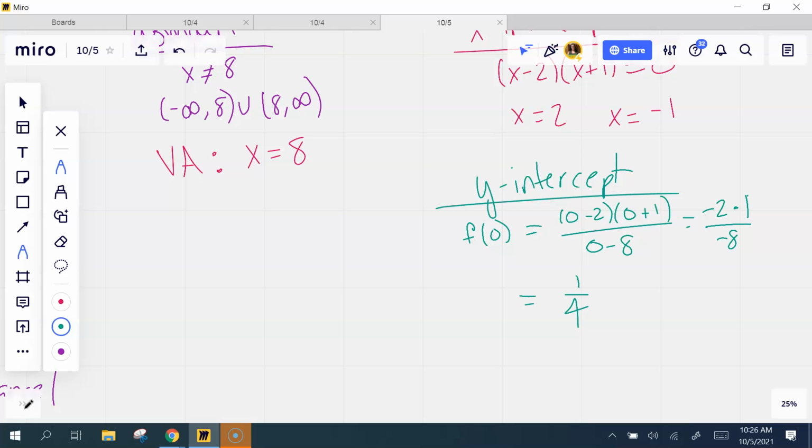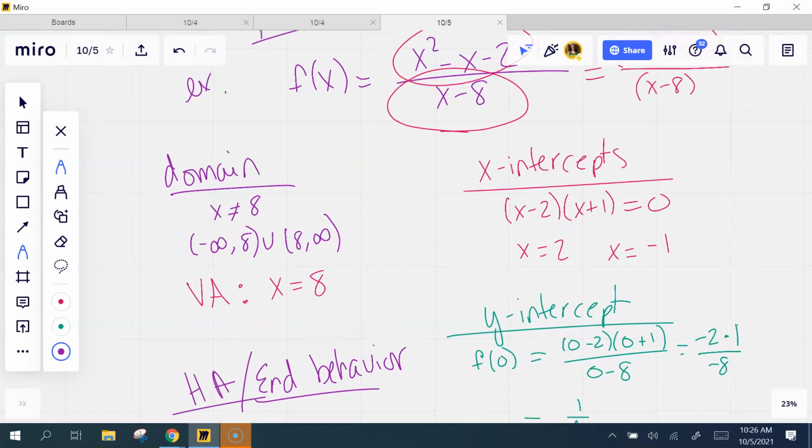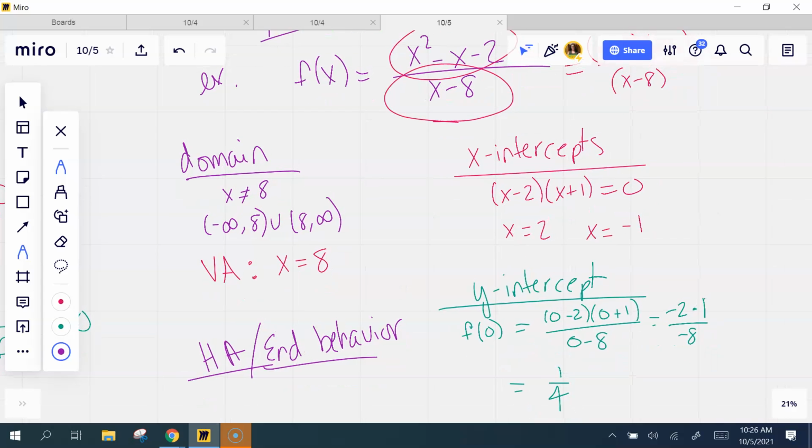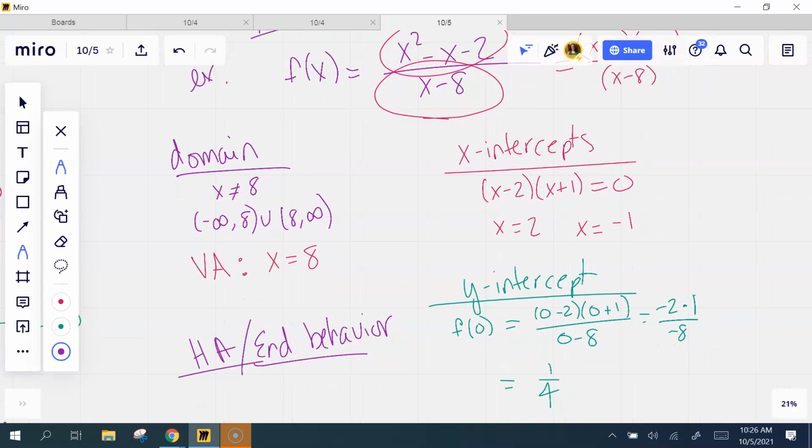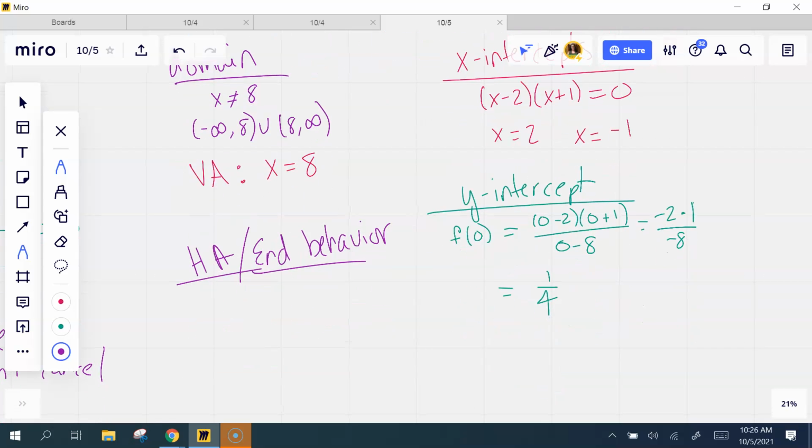Horizontal asymptotes? Yes, Miss McGee, we talked about that. Yes, guys, we sure did. We talked about horizontal asymptotes or end behavior models, right? So here, what situation am I in? I'm top heavy. What does top heavy tell me? I have no horizontal asymptotes, but I do have a slant asymptote.